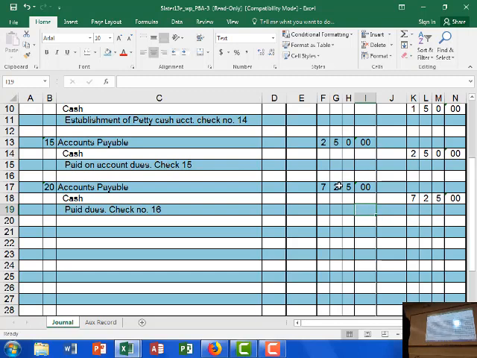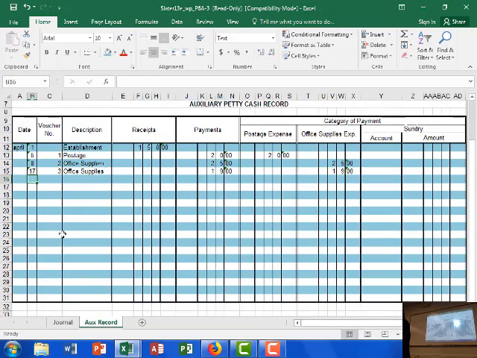Sure. Alright, then on the 24th, here we go. We're going back to the auxiliary fund because we're paying $10 from petty cash for postage, voucher number 4. And again, voucher number. So it goes in the auxiliary record.